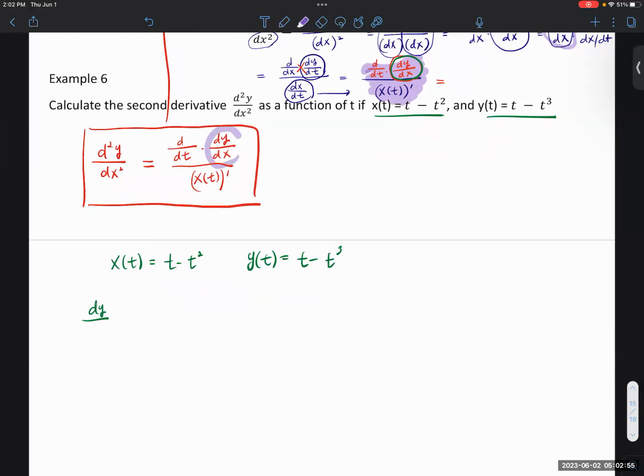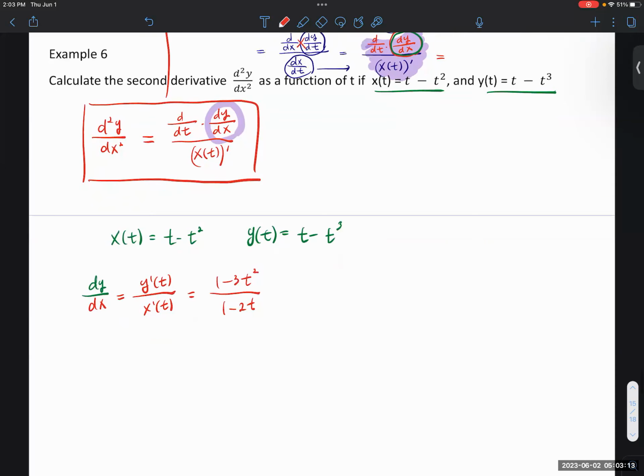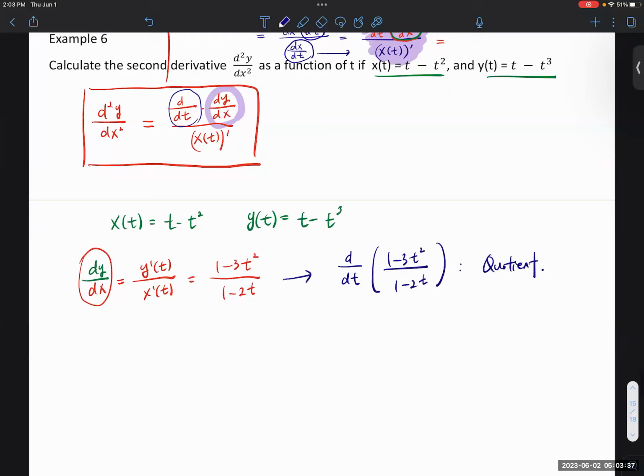I'm going to find dy over dx. What does it mean? This is y prime t over x prime t. So you will get y prime, 1 minus 3t squared, over x prime, 1 minus 2t. This is just dy over dx. Am I correct? And then you're going to take d over dt. What does it mean? Here you are going to take d over dt of (1 minus 3t squared) over (1 minus 2t). This is literally where we're going to use the quotient rule, because this is a division.